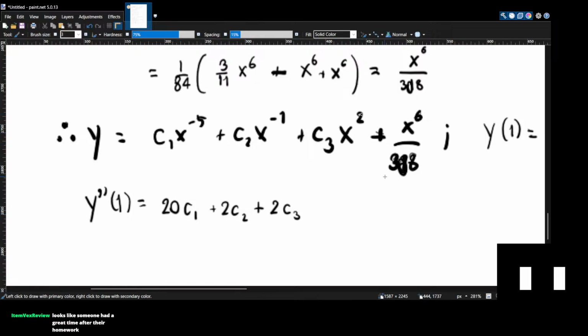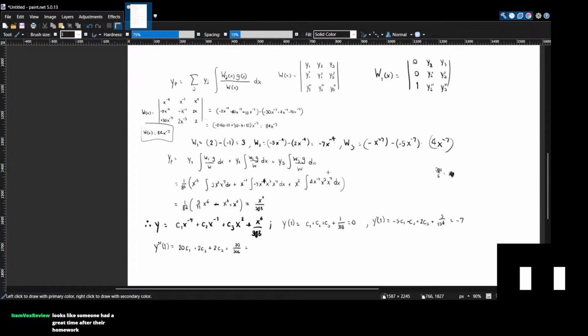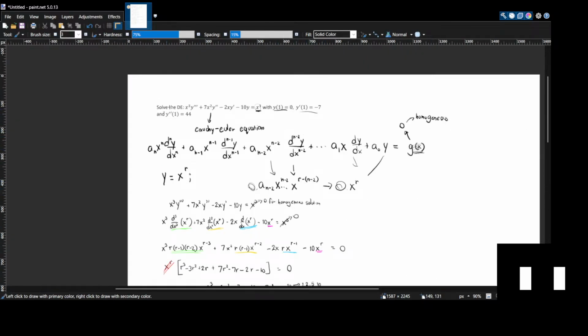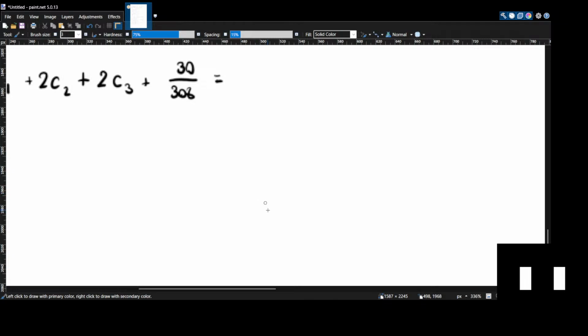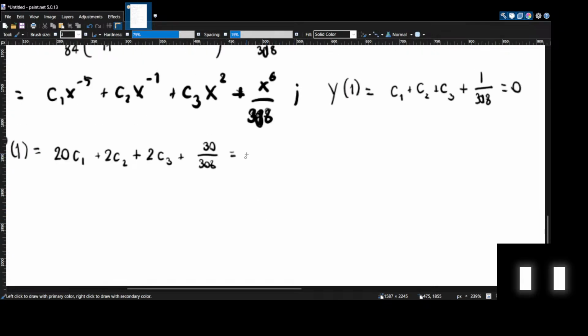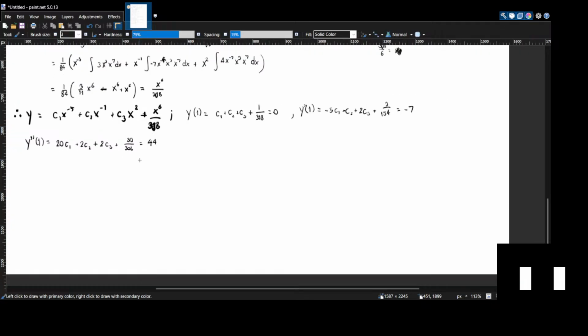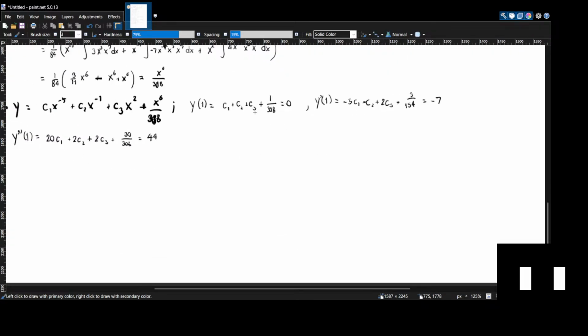First derivative, yeah, and then this one, second derivative is gonna be 30, so it's gonna be 30 divided by 308, and it's gonna be equal to 44. Did I make a mistake? Why is the number so messy? I don't want to deal with any of these numbers.